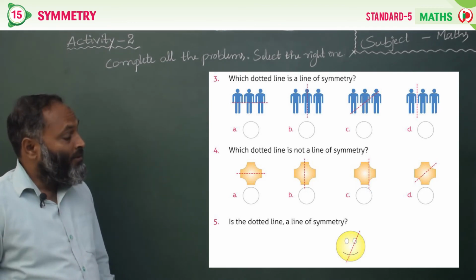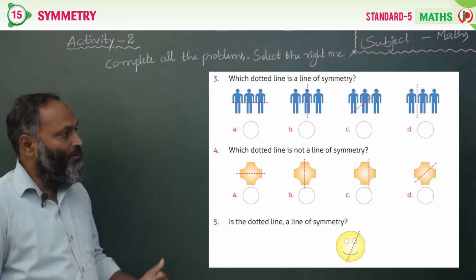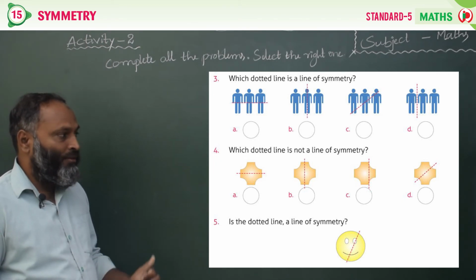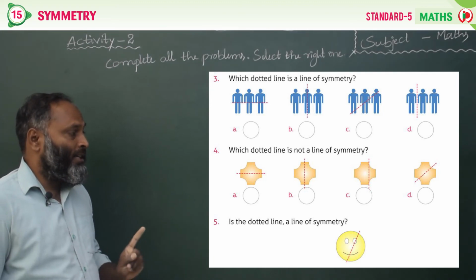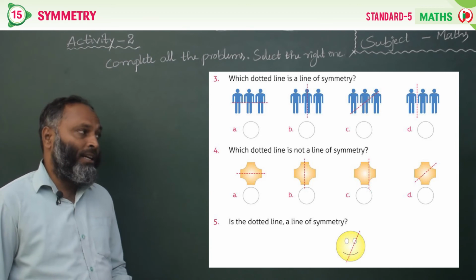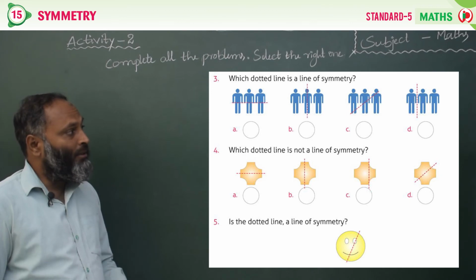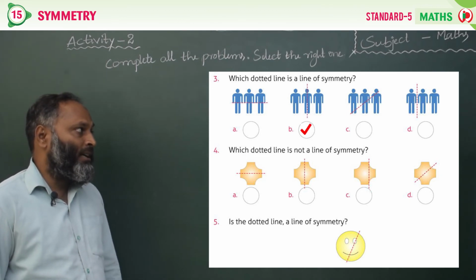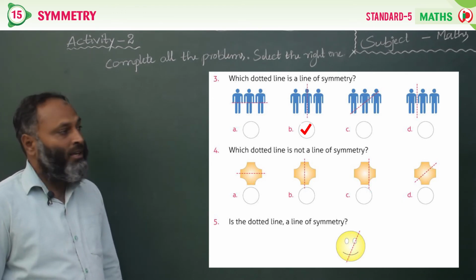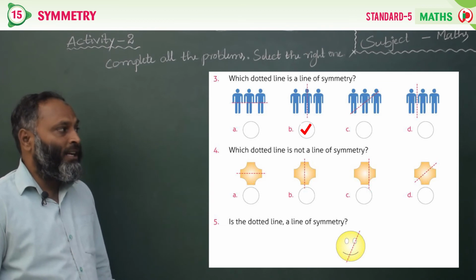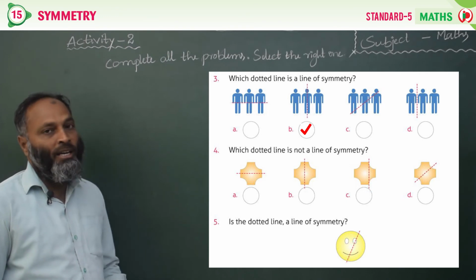The second one, exactly in the second person, we are taking a vertical line from the second person. Second person half and first person, second person half and third person. It means in the second question, the vertical line divides into two equal halves, two identical shapes. So B1 is the right answer. In B1, the vertical line is a line of symmetry. Why is that a line of symmetry? Because that vertical line divides into two equal halves or two identical shapes.